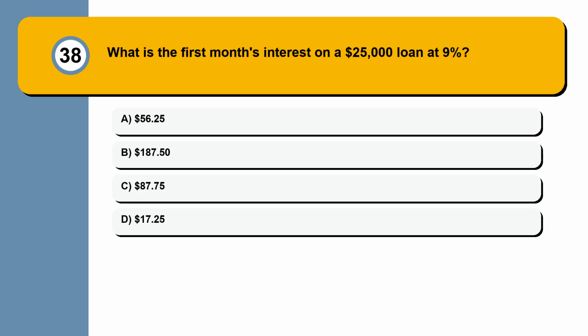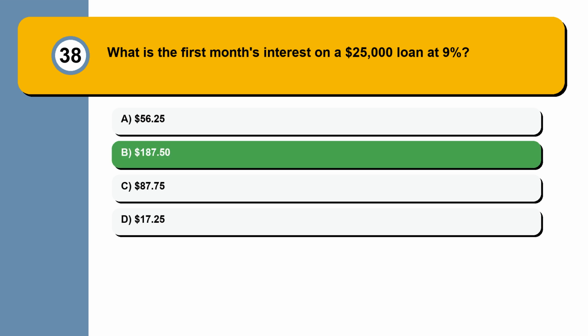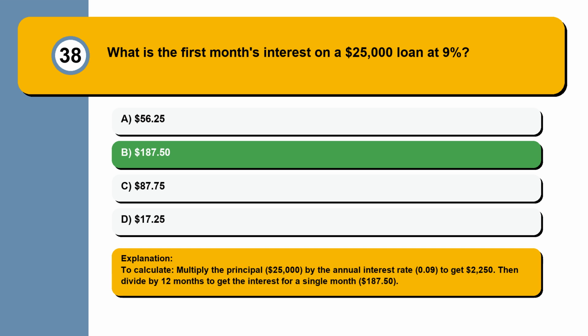Question 38. What is the first month's interest on a $25,000 loan at 9%? $56.25, $187.50, $87.75, $17.25. To calculate, multiply the principal, $25,000, by the annual interest rate, 0.09, to get $2,250. Then divide by 12 months to get the interest for a single month, $187.50.